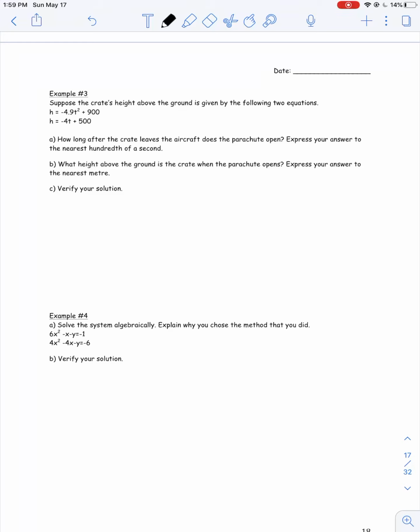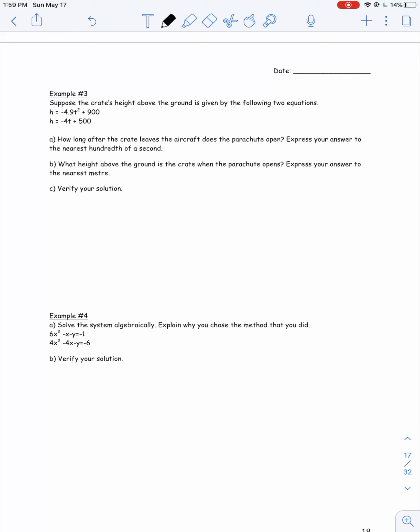Example number 3. Suppose the crate's height above the ground is given by two equations. One in this case is quadratic and the second one is linear. How long after the crate leaves the aircraft does the parachute open? Express your answer to the nearest hundredth of a second.